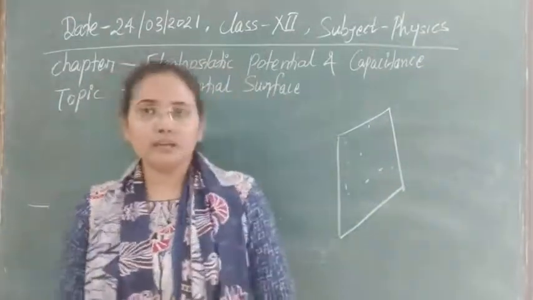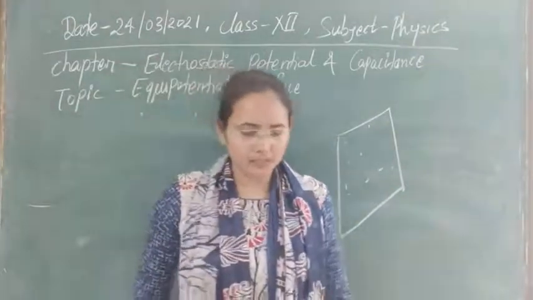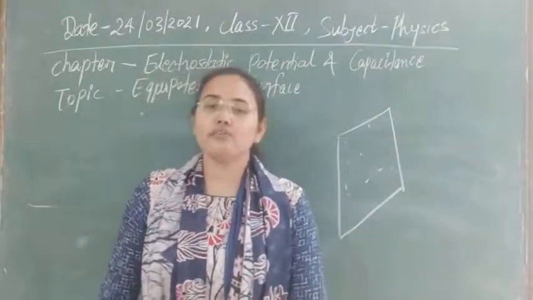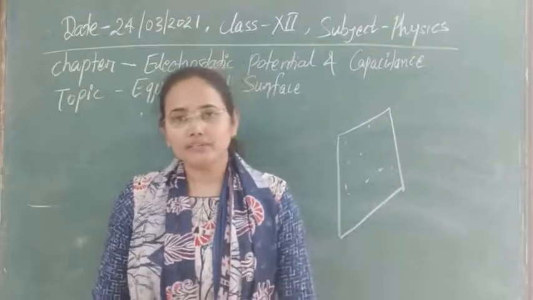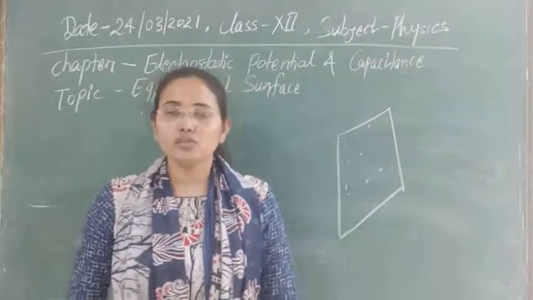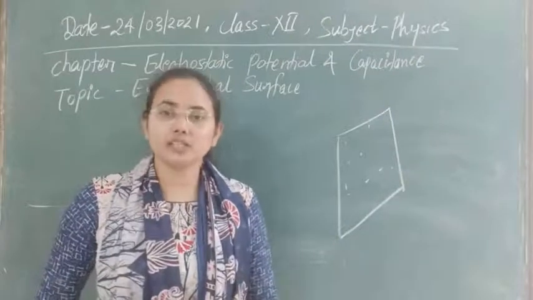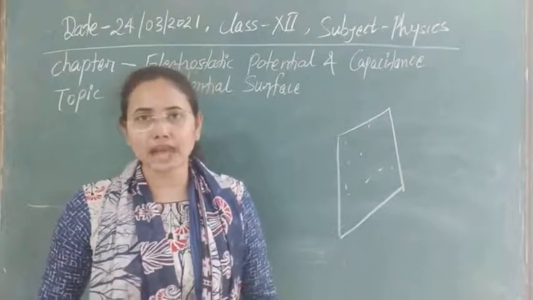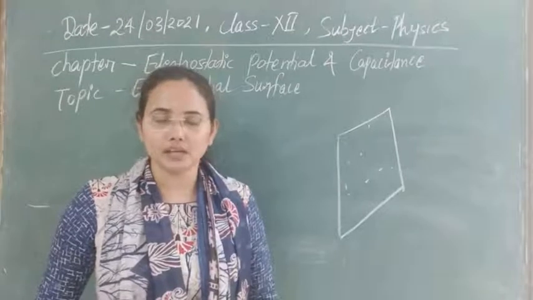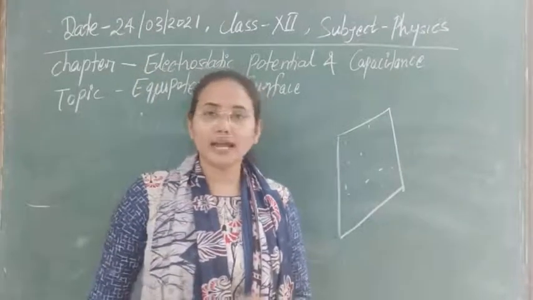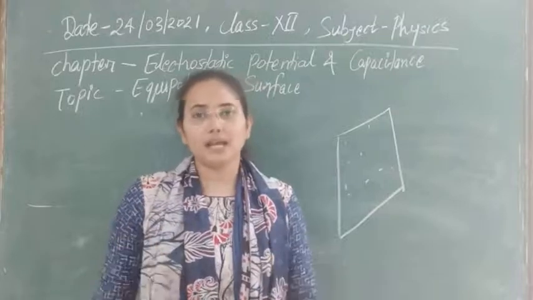There are a number of equipotential surfaces, but one example is the surface of any charged conductor. Later we will also discuss charged conductors. This is an example of an equipotential surface. If we see the surface of any charged conductor, that surface behaves just like an equipotential surface, meaning whenever we calculate the potential, it will be the same everywhere.